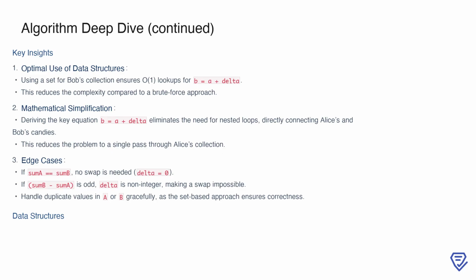Additionally, handling edge cases is critical to ensure correctness. For example, if sumA equals sumB, no swap is needed because delta is 0. If the difference, sumB - sumA, is odd, delta becomes non-integer, making a swap impossible. Duplicate values in either collection are also accounted for, as the set-based approach inherently avoids redundant checks. These insights together create a robust and efficient solution.